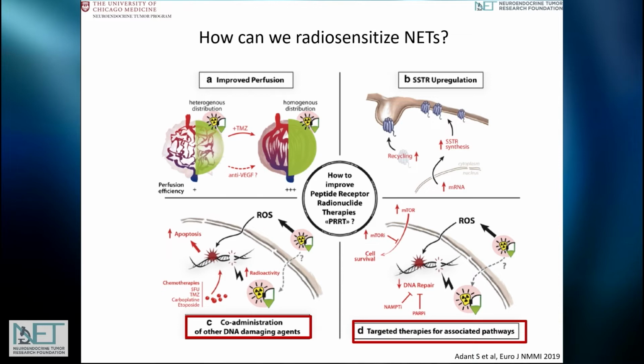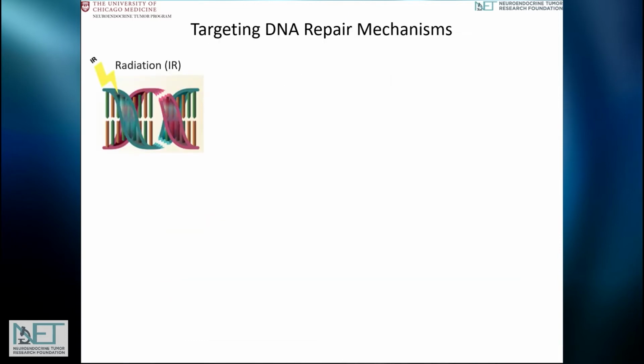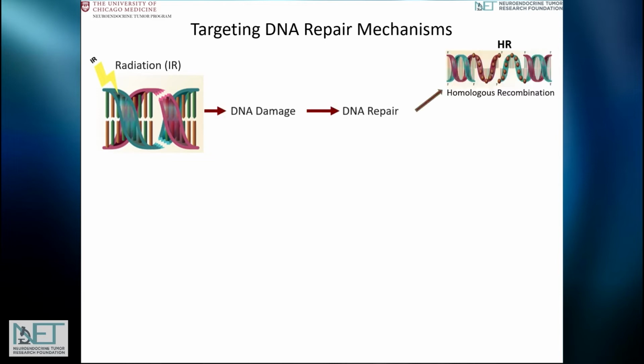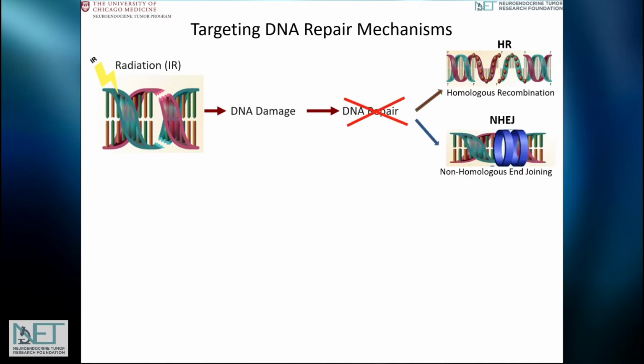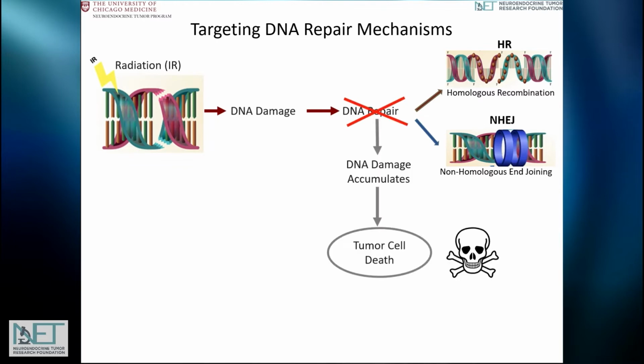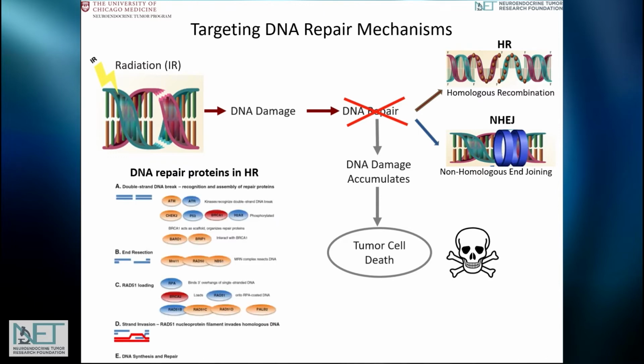The things that we are looking at in the lab are to administer PRT with DNA-damaging agents such as PARP1 inhibitors, as well as discover new pathways associated with DNA repair that could potentially be inhibited to radiosensitize these tumors. As a basic graph, radiation induces DNA double-strand breaks. The tumor cell tries to repair this DNA damage using either the homologous recombination or the non-homologous end-joining pathway. Our lab focuses on inhibiting DNA repair in tumor cells. Therefore, DNA damage would accumulate and the tumor cells would die.